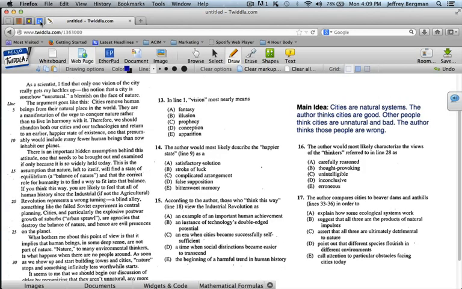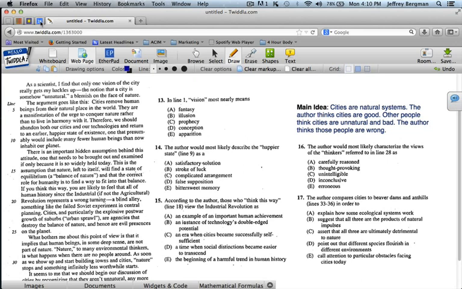Okay. Now, here's how I think of the main idea of this passage. The main idea is that cities are natural systems. The author thinks that cities are good. Other people think that cities are unnatural and that they're bad. And the author thinks that those people are wrong.